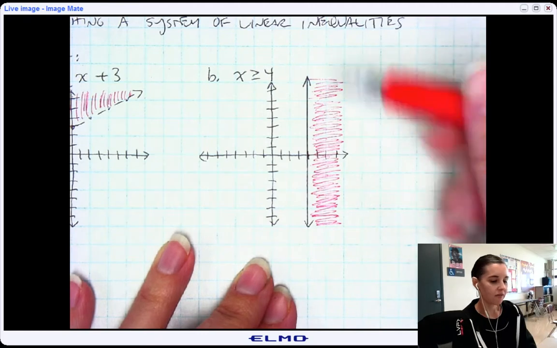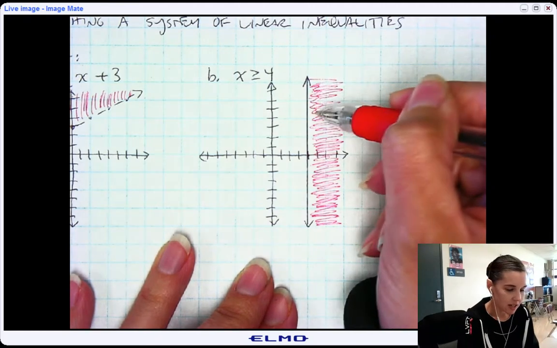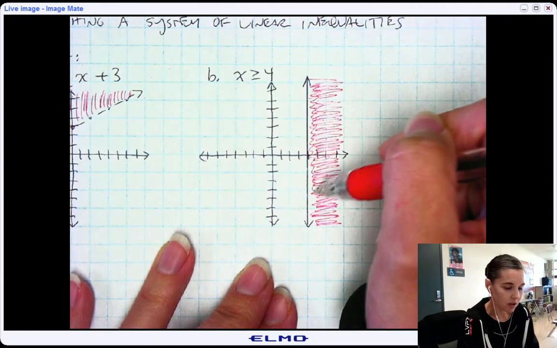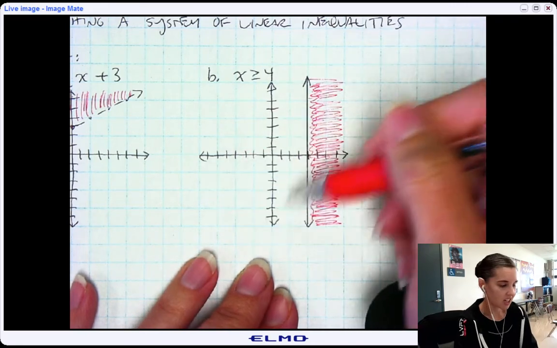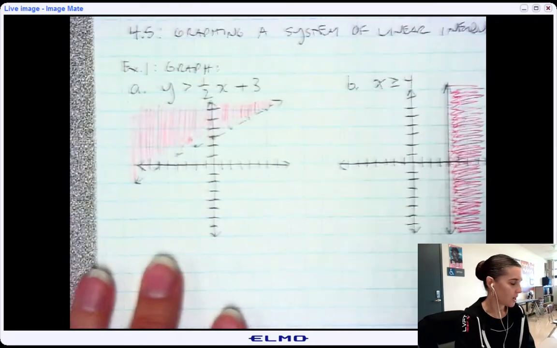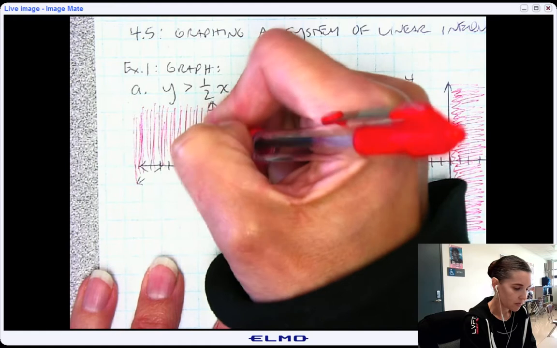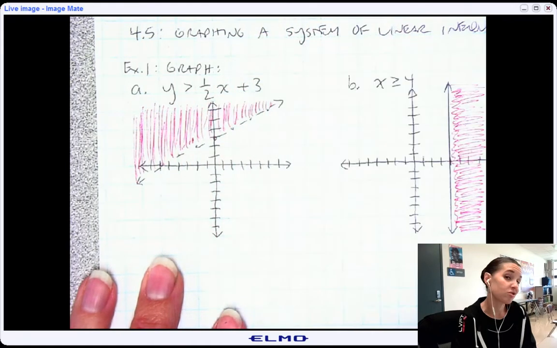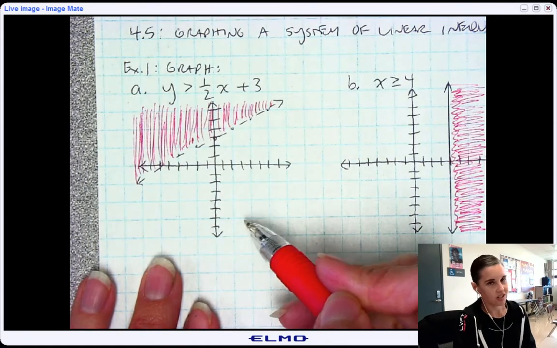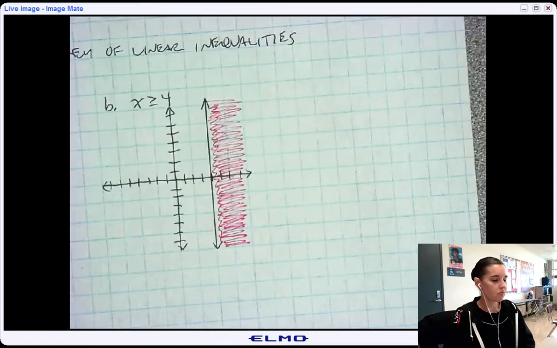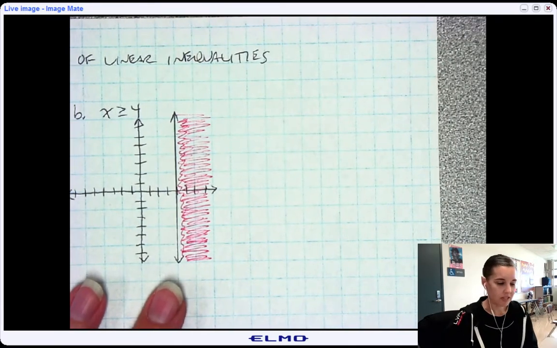So any point that falls within the shading is a solution to this inequality. Anything that does not fall in the shading is not a solution, just like here. Any of the points that were here in my shading, they're solutions to this. These are not solutions to the inequality. Okay, let's try one more on this one before we do a couple systems.